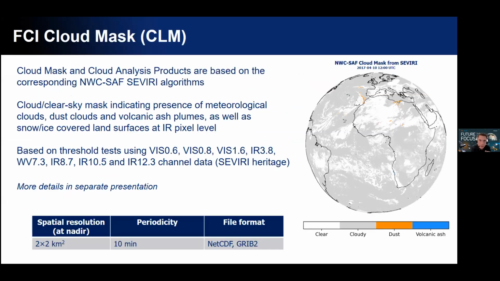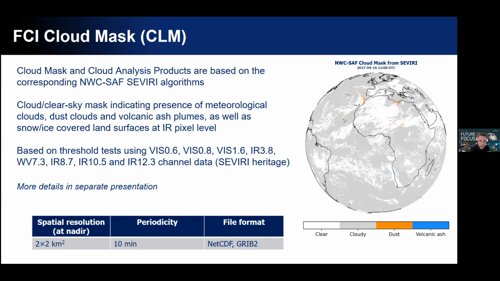So let's start with the first one. So that's FCI Cloud Mask, CLM. And I should also start by saying that the Cloud Mask and the Cloud Analysis products from FCI, so that's cloud mask itself, cloud type, and also the cloud top temperature and height products, they are based on corresponding algorithms from the nowcasting SAF, NWC SAF. And therefore also the figures you will see on the right side for the first 3 slides are showing nowcasting SAF products from SEVIRI. So it's just as reference because it's very similar, but still the EUMETSAT headquarter products that I will present.